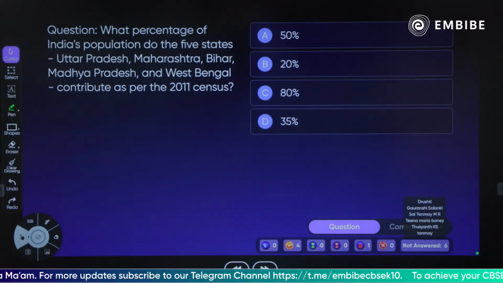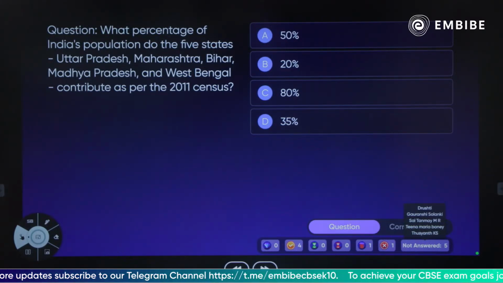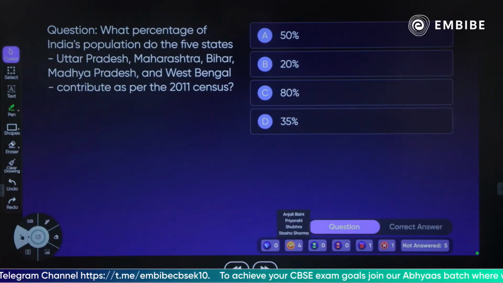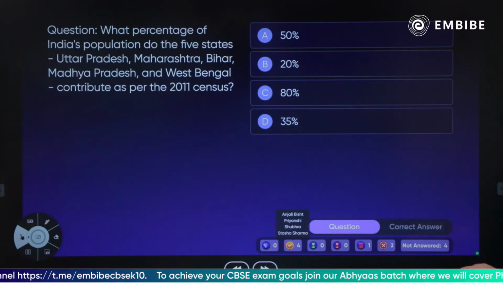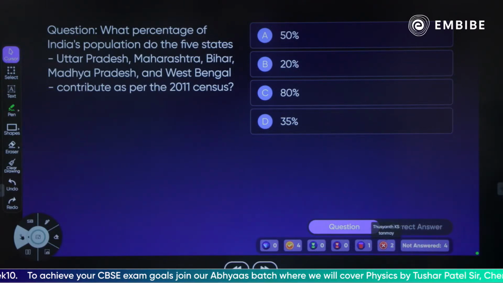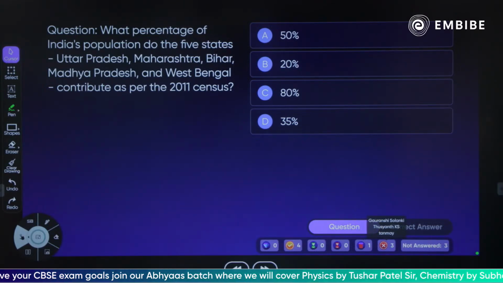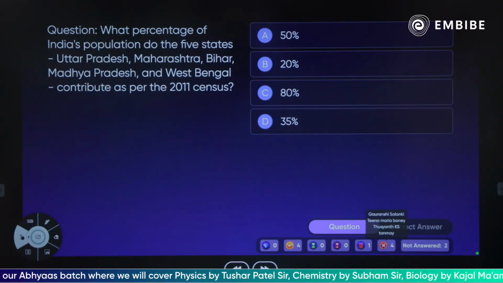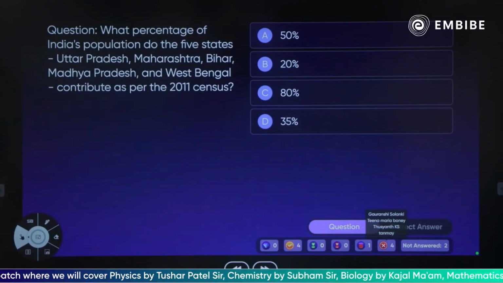Drushti, Gauranshi, Sai Tanmay, Tina, Tushyan, waiting for you guys to answer. हमारे पास करेक्ट आंसर आ चुका है फ्रॉम अंजलि, प्रियांशी, शुभ्रा, स्ताशा. You guys have answered absolutely correct. Good job. Dhanush has taken an attempt. Tushant and Tanmay have also taken an attempt. Gauranshi has taken an attempt. Tina has taken an attempt. Okay. Guys, we'll look at the answer in 3, 2, 1.